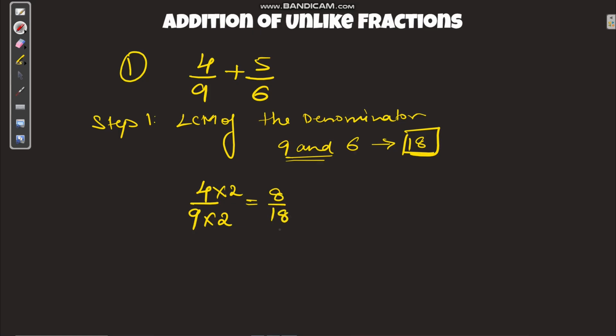Okay. Now leave it as it is. Now take the second fraction, that is 5 by 6. So you have to convert this denominator to 18 again, because that is the LCM. So in both the fractions you need to convert the denominator to 18.